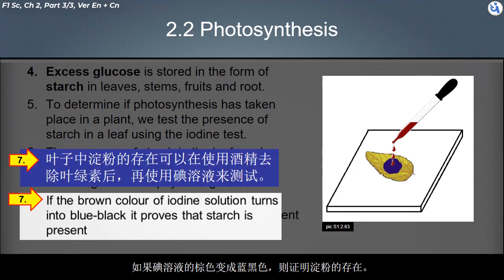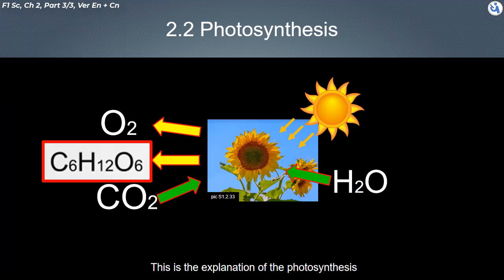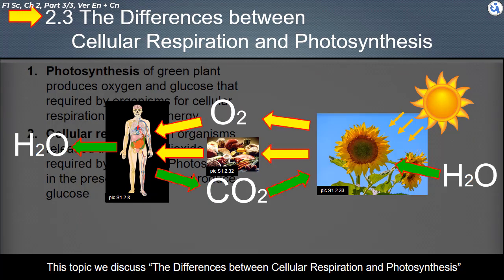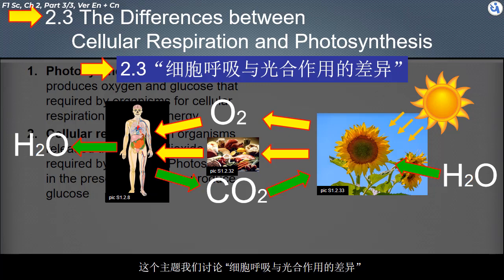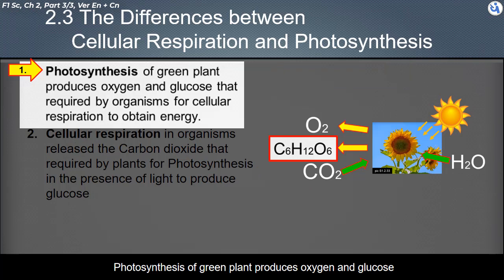This is the explanation of photosynthesis. In this topic we discuss the differences between cellular respiration and photosynthesis. Photosynthesis of green plants produces oxygen and glucose that are required by organisms for cellular respiration to obtain energy.